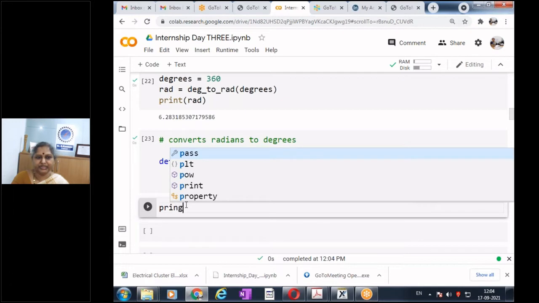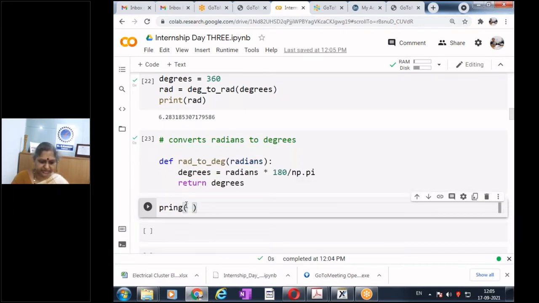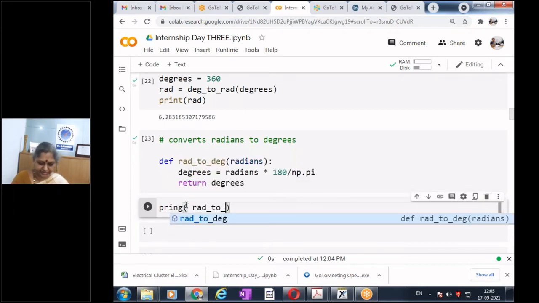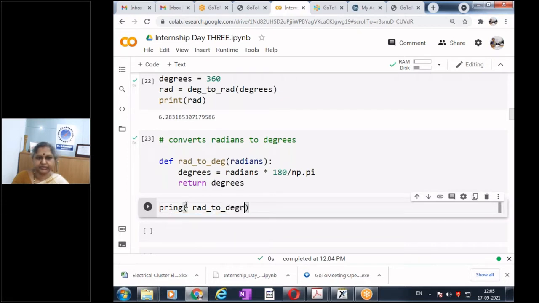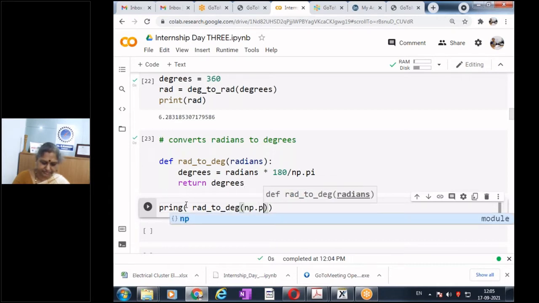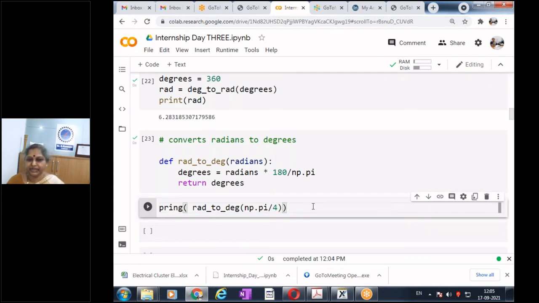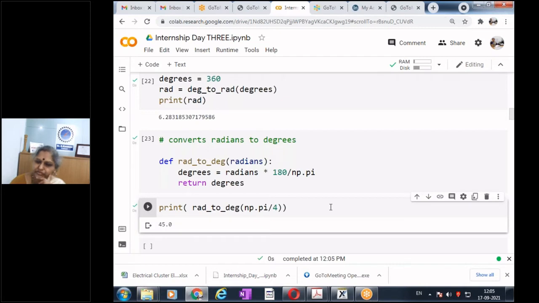And let's call the function. I will directly put print radian to degrees. And what's the radian I want to give? np.pi by 4. And let us see what's the answer we get. I'm giving the input as pi by 4, and let us see what's the result we get. 45 degrees. So this program has got executed, and we got the result.